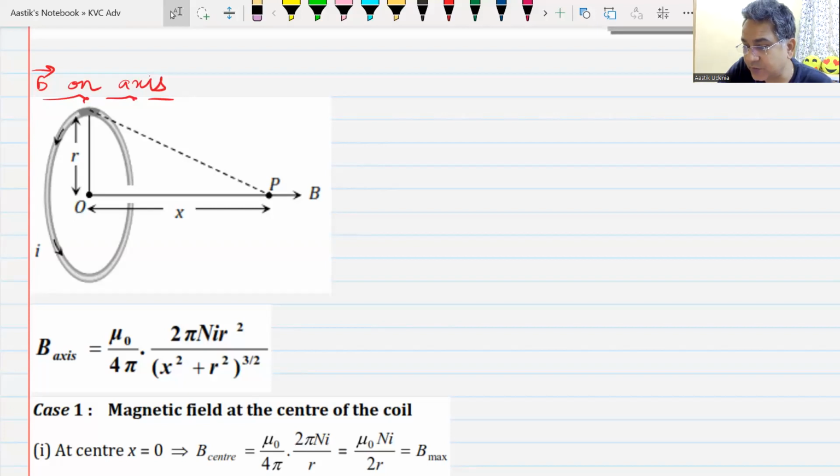Then we come to this point where we find out the magnetic field due to a coil on the axis of the coil, and this is the formula. R is the radius of the coil, x is the distance of the point from the center of the coil, n is the number of turns in the coil.